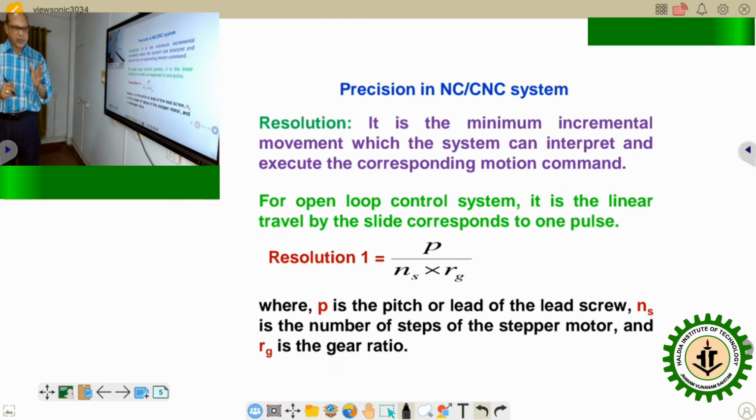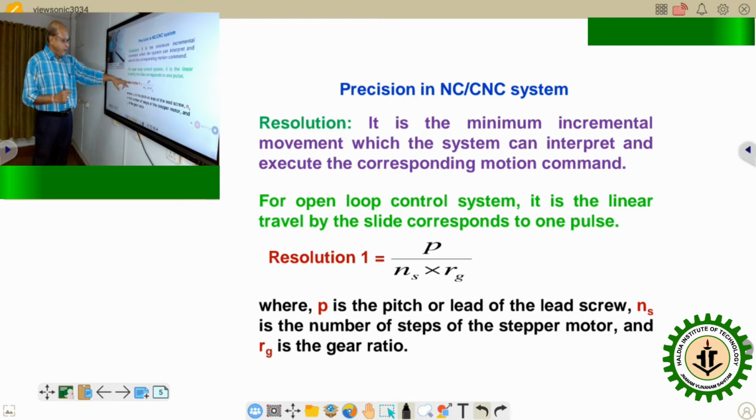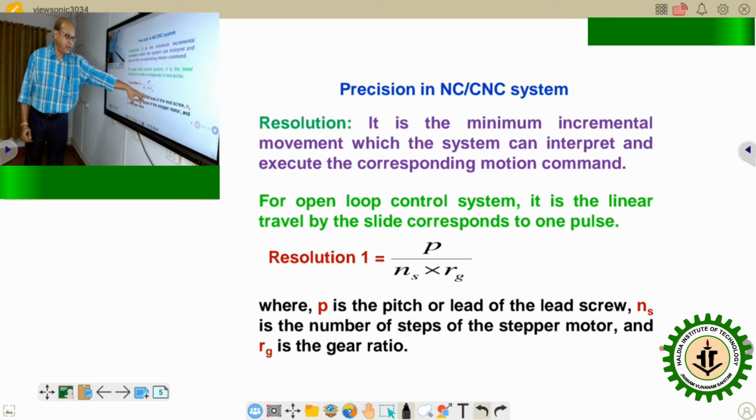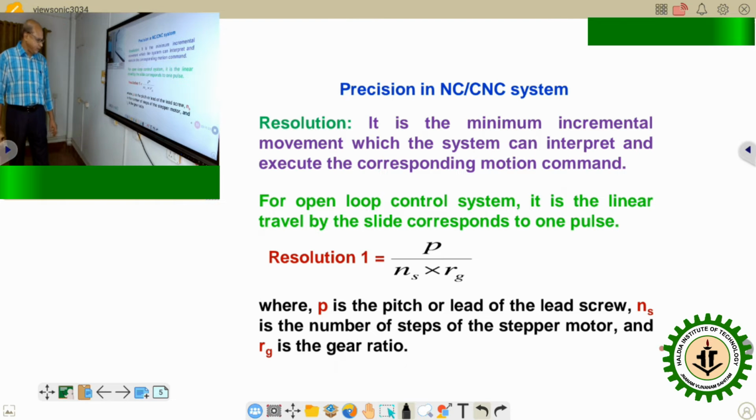This particular approach eventually leads to the development of the expression for resolution 1. Why it is 1, I will come to the second part later on. For the time being, just assume resolution 1 is defined as P by Ns into Rg, where P is the pitch or lead of the screw, Ns is the number of steps of the stepper motor, and Rg is the gear ratio.